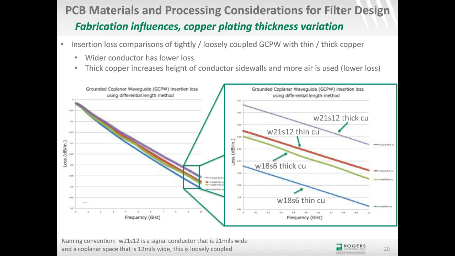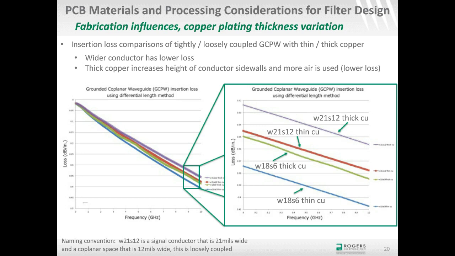What I found was the circuits with the least amount of insertion loss were the circuits that had the widest conductor and also the thickest copper. That makes sense to me. A wider conductor means you have less conductor losses, and thicker copper means you have more coupling in the air, and air is the lowest loss medium there is. In contrast, the circuits with the most loss were the W18S6 thin copper. That blue curve is the most lossy of all these circuits, and that's using the most narrow conductor, so you have more conductor losses.